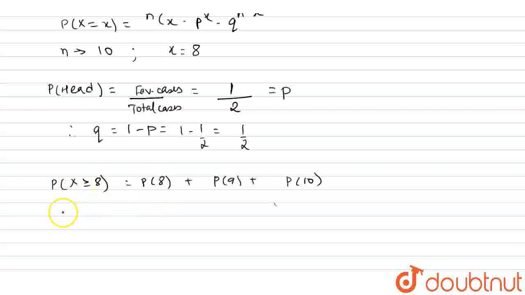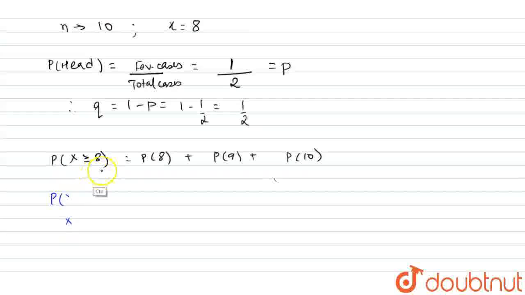Let's individually first find out, right students? That will just be easier for you to see the sum. So let's find for x is equal to 8 first. So we will get x is equal to 8 over here.